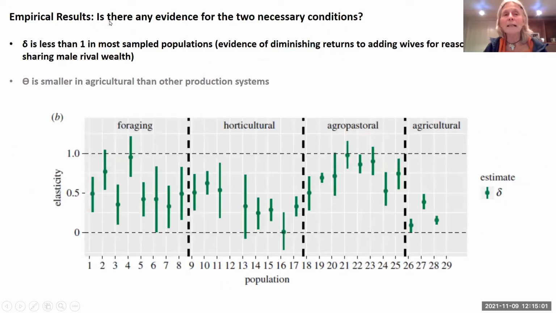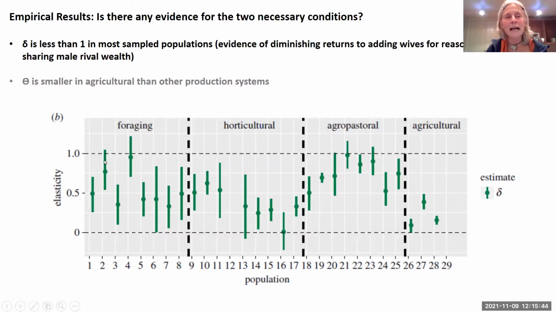So, empirical results: is there any evidence of these two parameters that we found to be important in explaining the emergence of monogamy, even in unequal societies? And the answer is yes. First of all, delta is less than 1 in most of the sampled populations. And so this is evidence of the diminishing returns to adding wives for reasons other than sharing male rival wealth. Not being able to read one-on-one to your kids is the example I keep giving to remind you of what that means. And you can see here that for most of the populations, delta is well below 1.